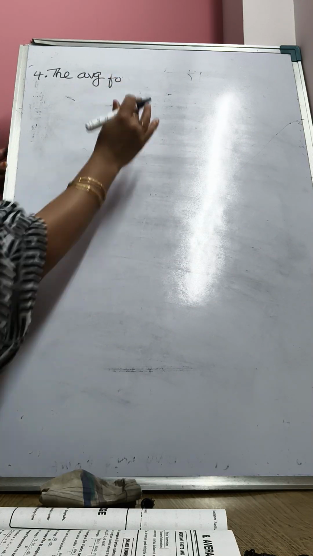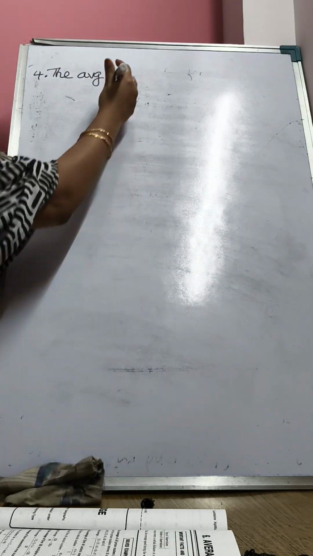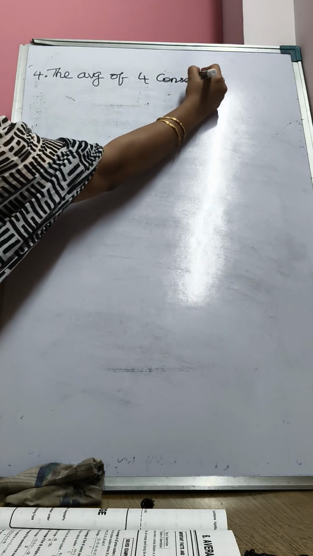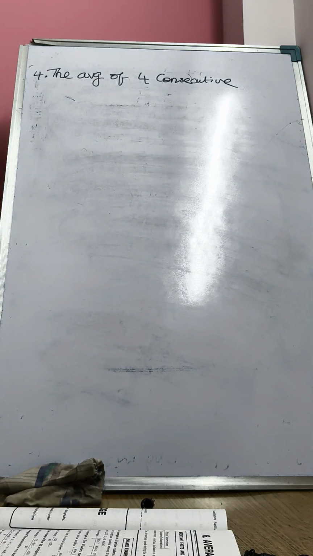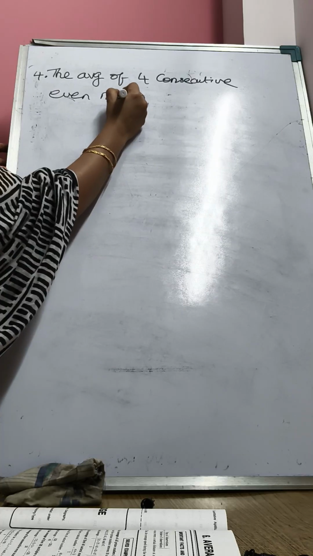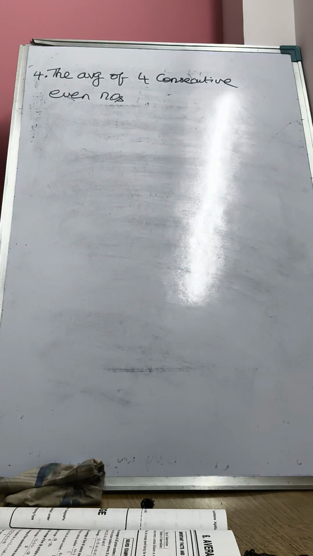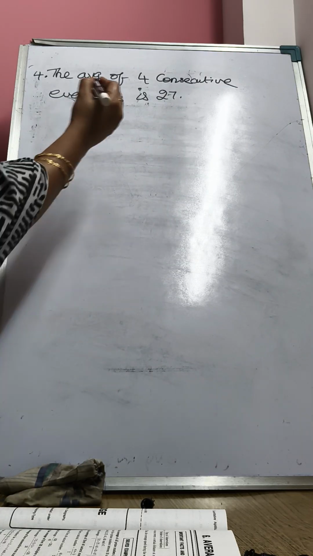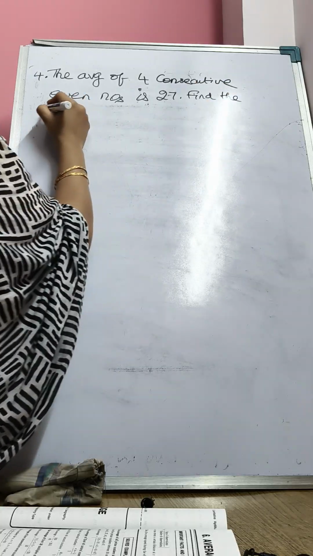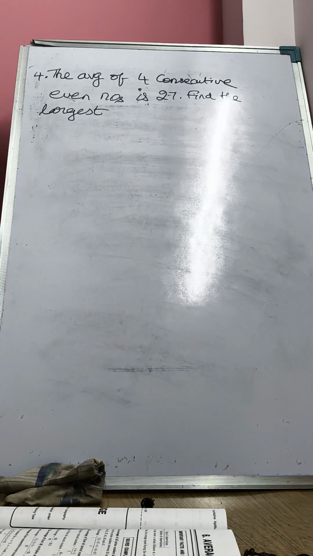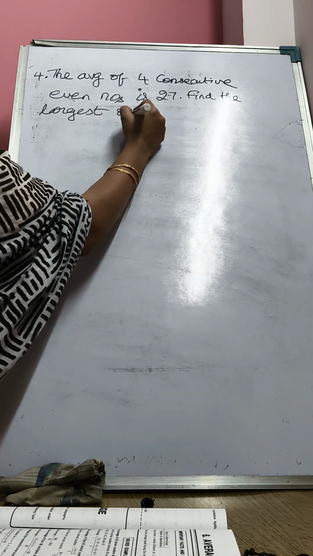Problem number 4. The average of four consecutive even numbers is 27. Find the largest of these numbers.